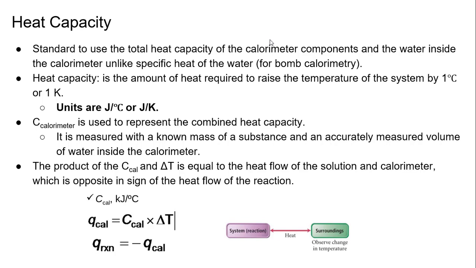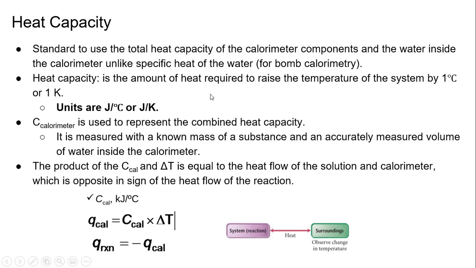So heat capacity. The first thing that's different with a bomb calorimeter is that we need to take the heat capacity of the components of everything involved. So the standard is to use the total heat capacity of the calorimeter components and the water inside. So last week you looked at the specific heat of water. In this case, we use the heat capacity of everything that's involved, the calorimeter parts and the water.